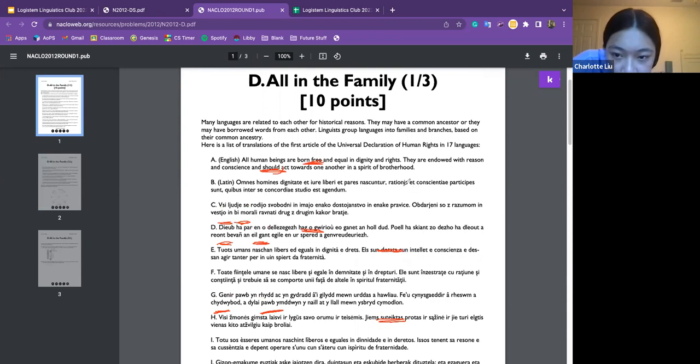And then it also shows that Latin is also in this cluster of languages because it also has this here. And you can also see that there's conscience here and this word here and this in Latin. And so it shows that they have a lot of roots, but English isn't that closely related to Latin. So that's why it's in a separate category.